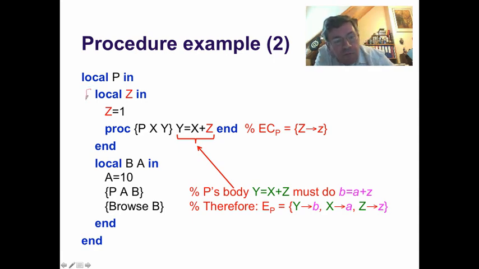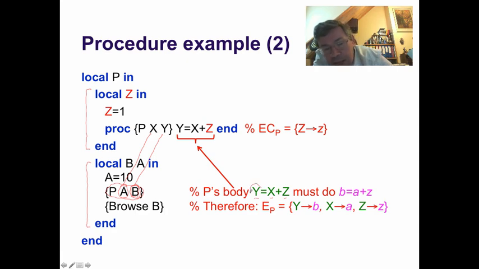So here first we have defined P, and here in the second part we will call P. Notice what happens when we call P here. We have P of A, B. A is equal to 10 and B is unbound. What does this do? Well, the body of P is y is equal to x plus z. But what must it really do? B corresponds to y and A corresponds to x. So B corresponds to y.